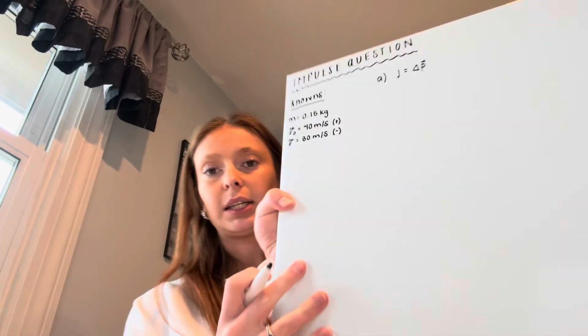All right, so starting with part A, the question states, calculate the impulse delivered to the ball by the bat. So with this, we want to find impulse. That's J. And impulse, we know, is equal to the change in momentum, so that'll be the change in P. It'll look just like that. And we know that momentum equals mass times velocity. So we can say J equals mass times the change in velocity.